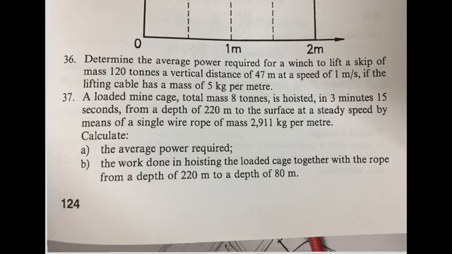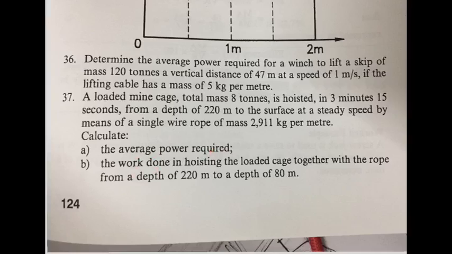Basically what happens is you have a loaded mine cage with a mass of 8 tons, and it's hoisted in 3 minutes 15 seconds from 220 meters depth right up to the surface at a steady speed by means of a single wire rope of mass 2.911 kilograms per meter. You must find the average power required. Now, average is important here because the power requirements will change. They will become less as the rope is wound up onto the drum.